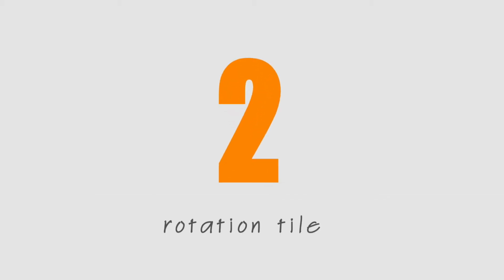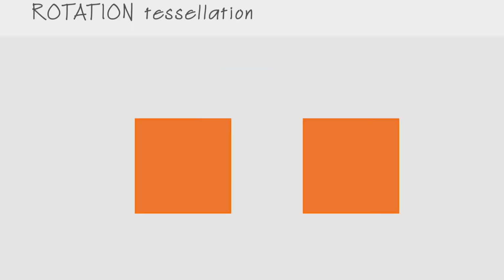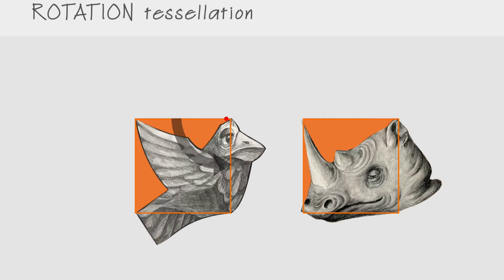The next tessellation type is the rotation method. The rotation method requires the cutout elements to be rotated around one of the corners of the base shape. Let's see how it's done.